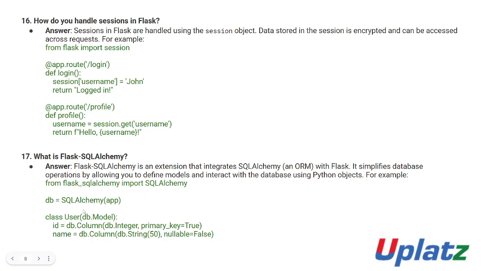class User(db.Model): id = db.Column(db.Integer, primary_key=True). So this id will be an integer. It is the primary key. And name = db.Column(db.String(50), nullable=False). So the name will be a string type of maximum length 50 and nullable is false, so that the username cannot be null.